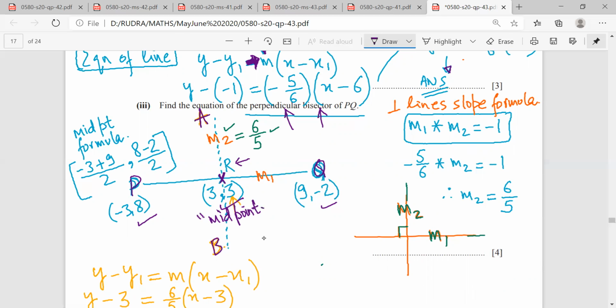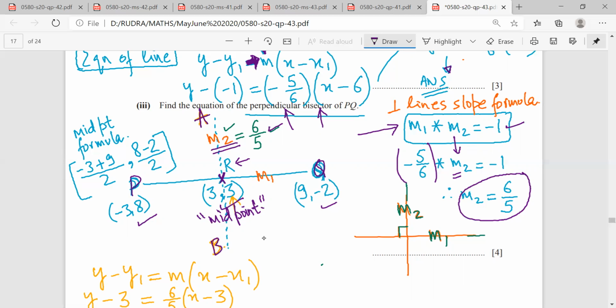The second property that I need is that this is perpendicular, and for finding the slope of this line AB, I will be using this formula that m1 into m2 is minus 1. What this means is that if two lines are perpendicular to each other, the product of their slopes is minus 1. I have the slope of this line PQ, that is minus 5 by 6. I will find the value of m2, which will be equal to 6 by 5. What this means is that the slope of my line AB would be 6 by 5.